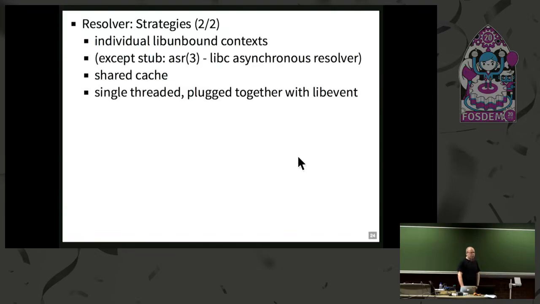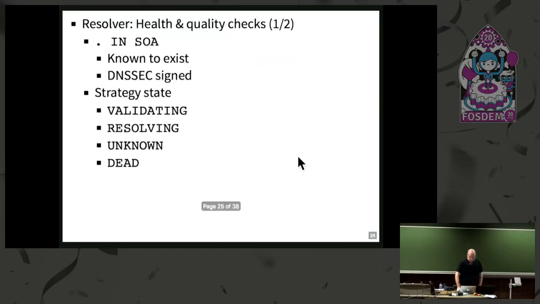And this is all single threaded. We plug it in together with libevent. So we need to figure out, are these strategies any good? And what we do for that is we ask for the start of authority record for the root zone, because we know that that exists, and we know that it's signed. And from there we can deduce if a specific strategy is any good.